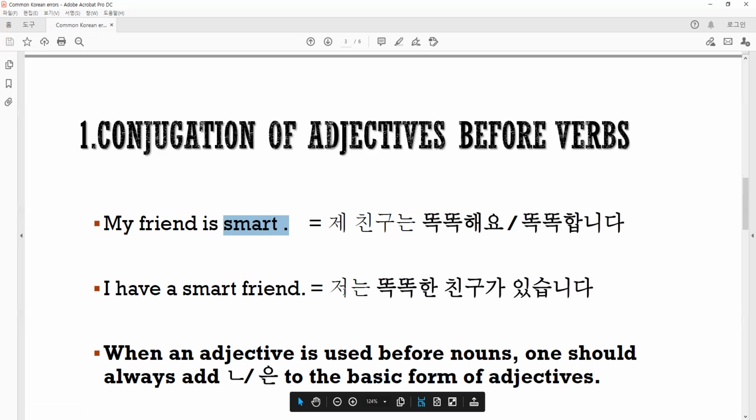When you want to use an adjective before nouns or to describe nouns, you need to add to the basic form of the adjective either the ㄴ or 은 particle. It depends on the last letter. If it's a consonant, you need to add 은. If your adjective ends with a vowel sound or vowel letter, you need to add ㄴ. I will explain more through the examples.